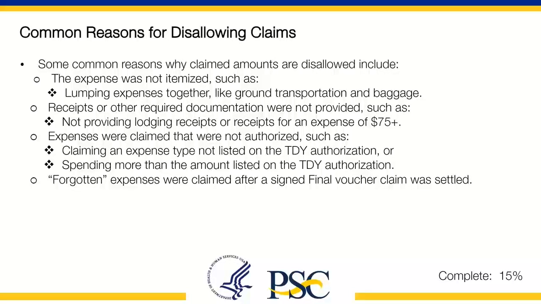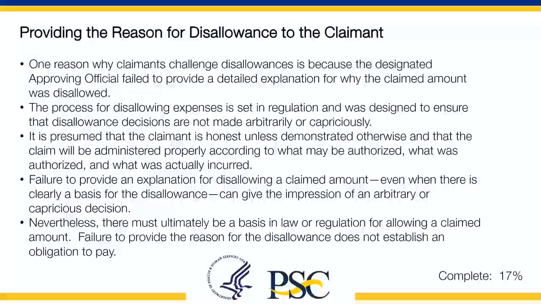Expenses were claimed that were not authorized, such as claiming an expense type not listed on the TDY authorization, or spending more than the amount listed on the TDY authorization. Forgotten expenses were claimed after a signed final voucher claim was settled. One reason why claimants challenge disallowances is because the designated approving official failed to provide a detailed explanation for why the claimed amount was disallowed.